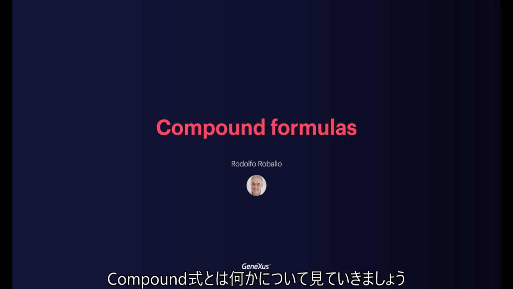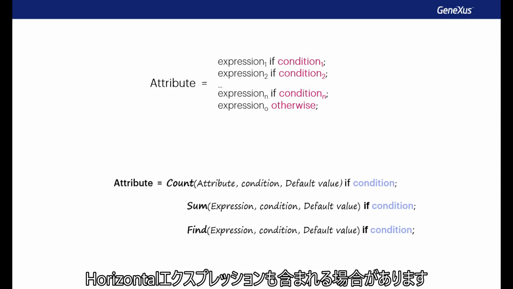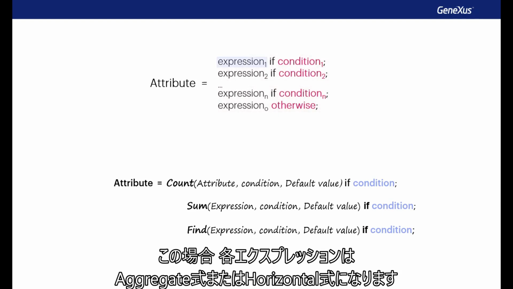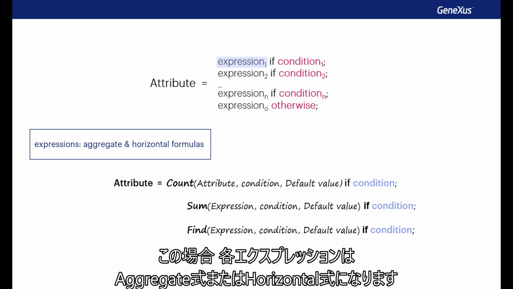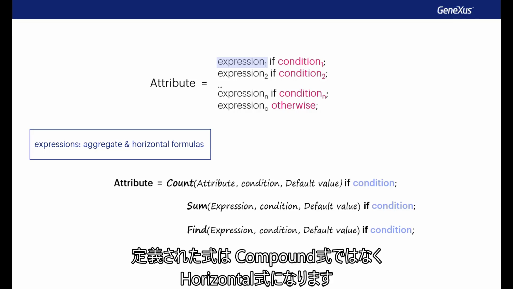Let's take a look at what compound formulas are. Compound formulas include several conditional aggregate formulas and may also contain horizontal expressions. In this case, each expression can be an aggregate formula or a horizontal formula. If all the expressions included are horizontal formulas, then the defined formula is not compound but horizontal.